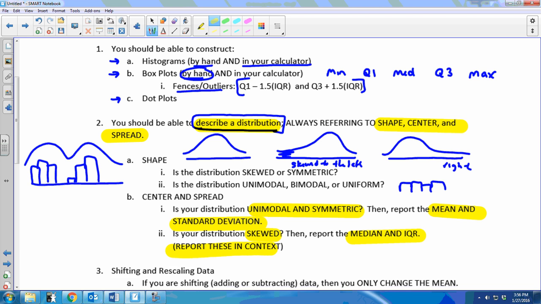And you always report all of these in context. They're going to ask you to describe the distribution. This is what you should be talking about. When I go over your exam, then you'll see where all this came into play.